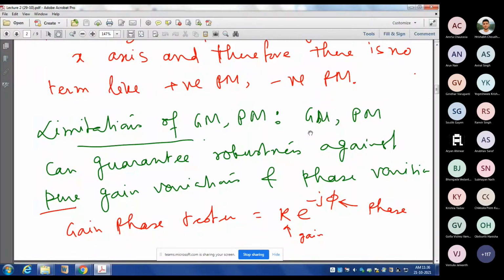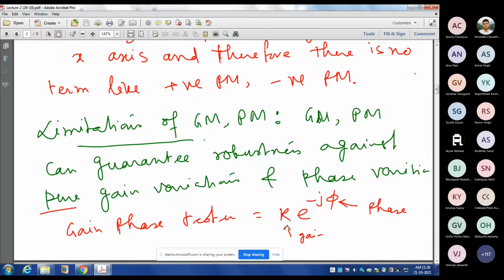But simultaneous gain and phase variation may be there. Simultaneous gain phase variation is the very practical thing. So that's why I have used the gain phase tester. Here pure gain margin means phi equal to 0, and pure phase margin means K equal to 1.